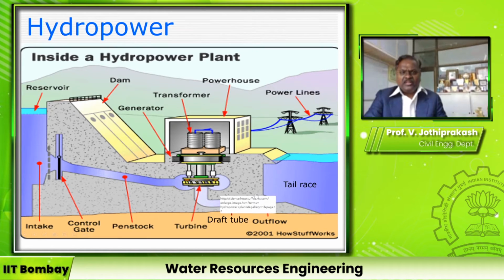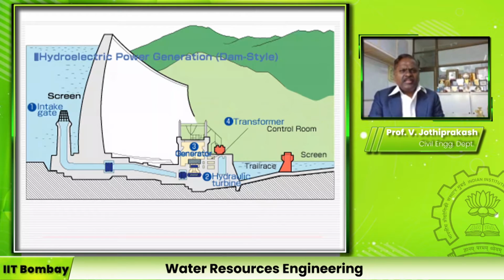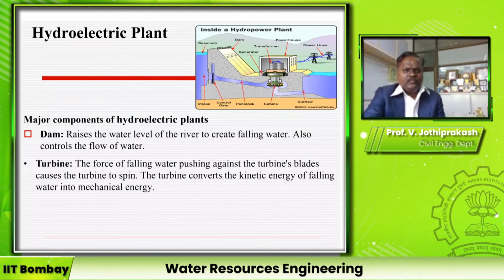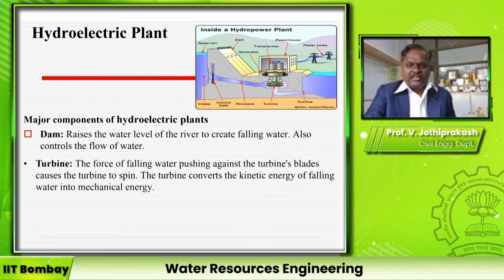Let us see what the other components are. So this is another picture where the intake structure is away from the dam face, right? But it still has the same components as that of a large dam. So the major components of hydroelectric power plants are the dam and the turbine. There are different types of turbine depending upon the head and discharge, which we will see later.